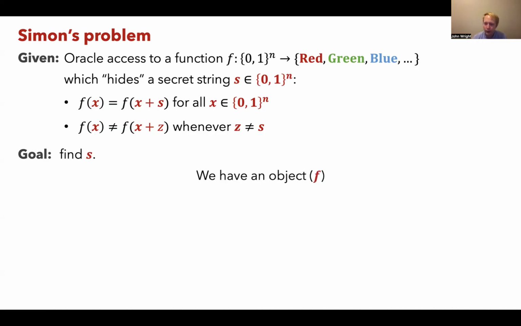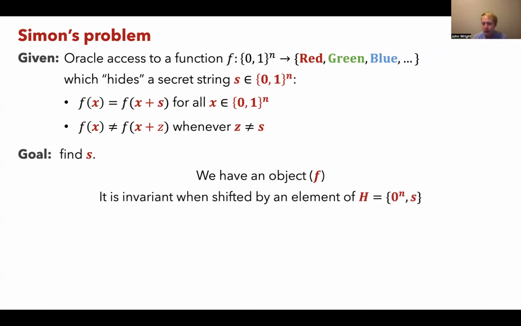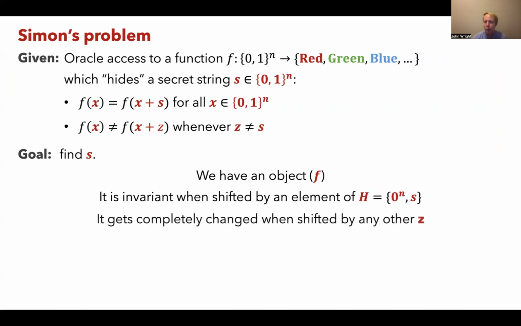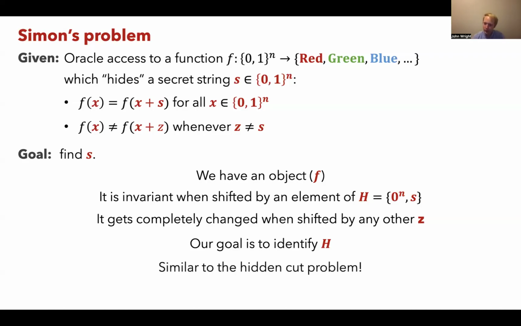Now, what I claim is that this is actually very similar to our hidden cut problem. So here we have an object, the Boolean function f. It is invariant when we shift it by an element of the hidden subgroup H, which contains either 0 to the n or the string s. And it gets completely changed when we shift it by any string z that is not in H. And our goal is to identify the subgroup H, which is equivalent to identifying the secret string s. This is similar to our hidden cut problem.